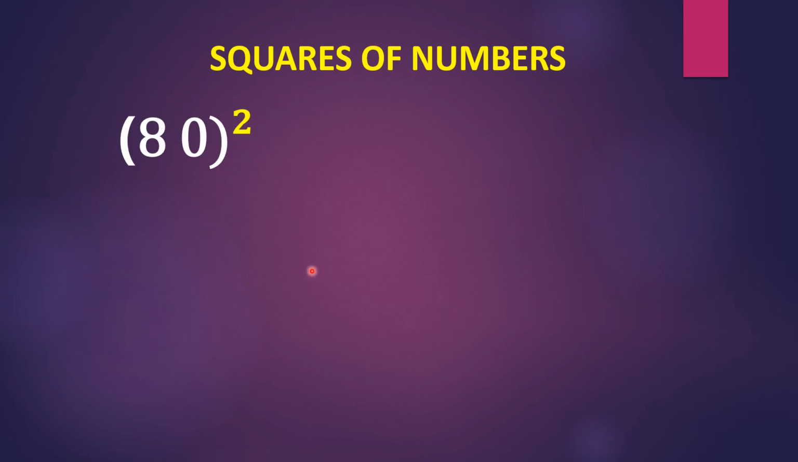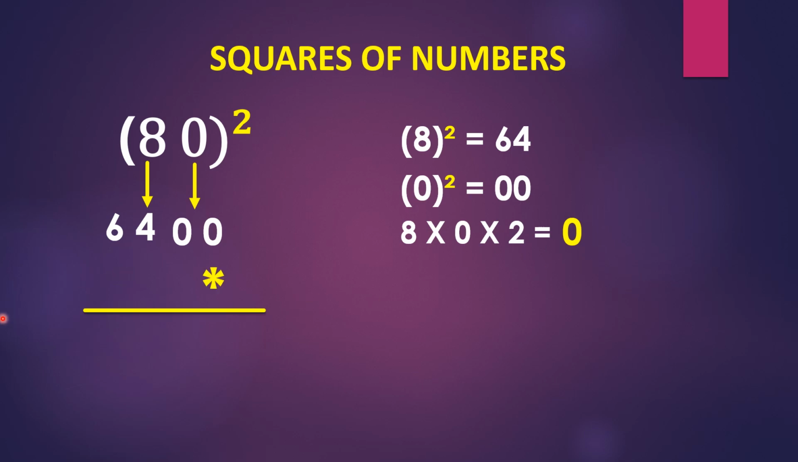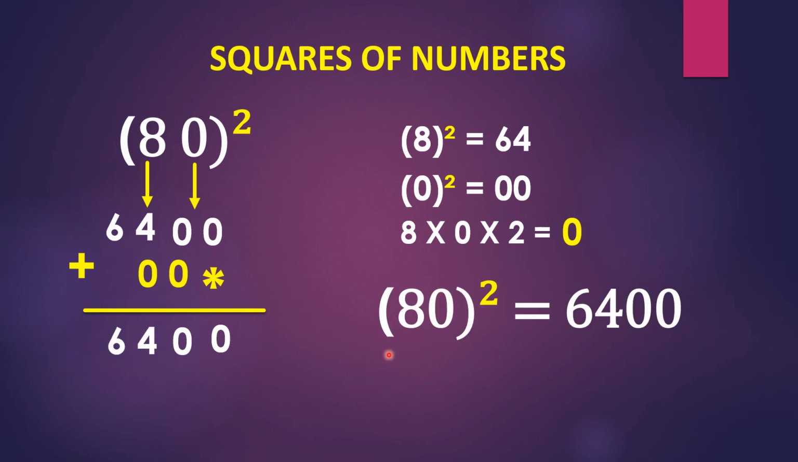Now one more example, 80 square. Here the same thing will follow. 8 8s are 64. 0 square is 0. So I'm taking it as 2 digits, as we discussed in the first slide. So now 8 into 0 into 2. It's obviously clear that when you are multiplying with 0, the product will be 0 always. So directly when you are adding 0, you will get the answer as the same number. 6400. 80 square is 6400.